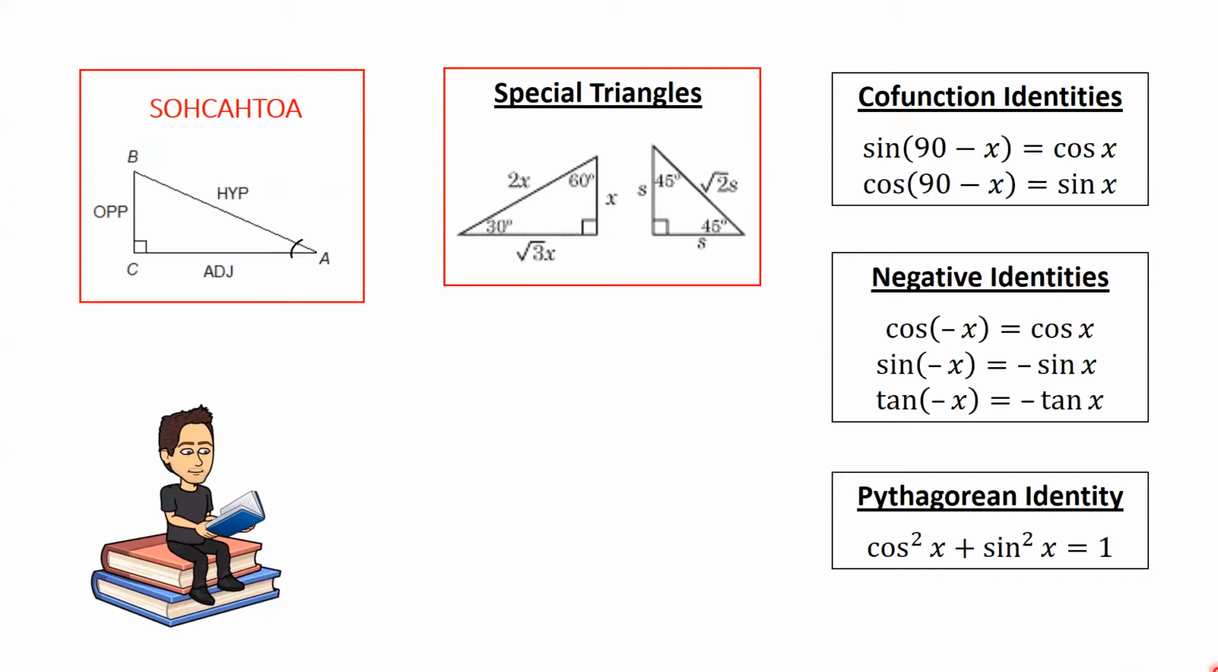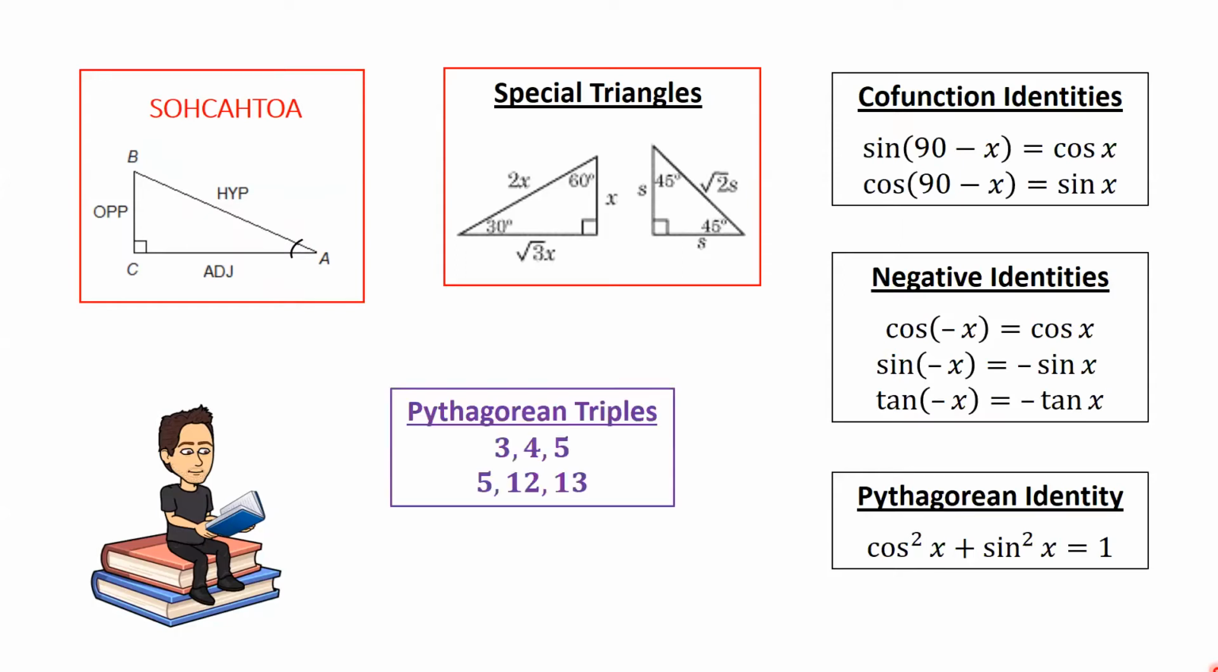Then we have the main Pythagorean identity, which says that cosine squared x plus sine squared x equals 1. And one other thing that's going to come up are these Pythagorean triples. They're worth knowing because they'll save you some time. 3, 4, 5, and 5, 12, 13. So a right triangle with legs of lengths 3 and 4 has a hypotenuse of length 5, and similarly for 5, 12, and 13.